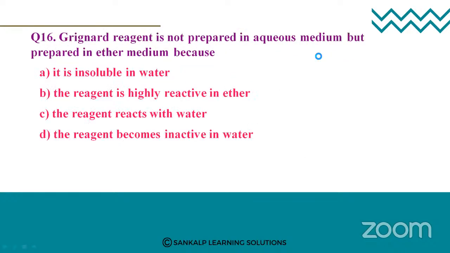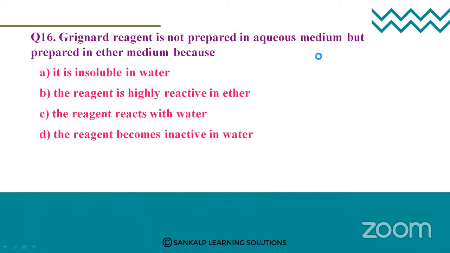Next question. Grignard reagent is not prepared in aqueous medium, but it is prepared in ether medium. Why? What is the reason? A, it is insoluble in water. B, the reagent is highly reactive in ether. C, the reagent reacts with water. And D, the reagent becomes inactive in water. What is the reason why Grignard reagent is not prepared in water, but it is prepared in ether?